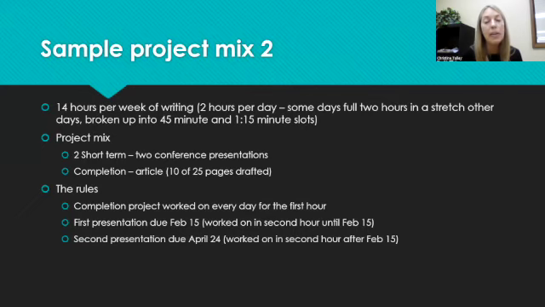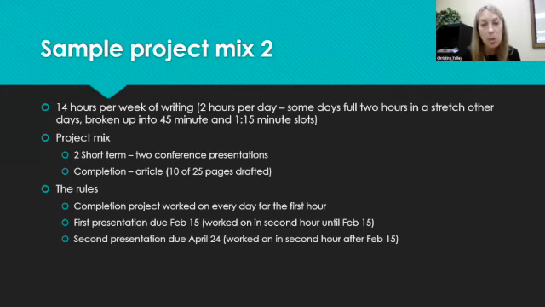And so what he had for this client for his work was 2 conference presentations that were due both in the same semester, plus he wanted to finish completing an article. So this was somebody that was writing an article in biochemistry. And so they had done about 10 of the 25 pages. They had already conducted the research. He just wanted to get the article actually submitted and out. And so what we did for some rules here was that the completion project was worked on every day during the first hour. So on some of those days that had those like hour and 15-minute slots, that's where it was worked on.